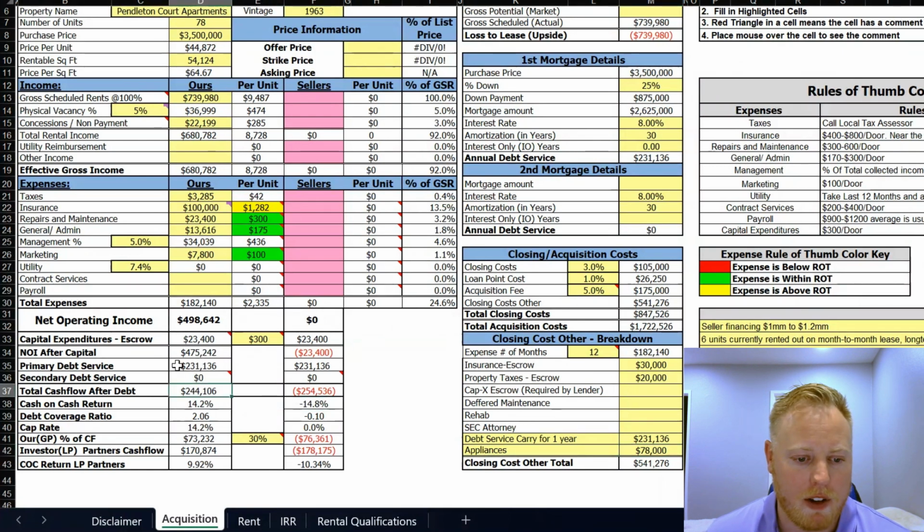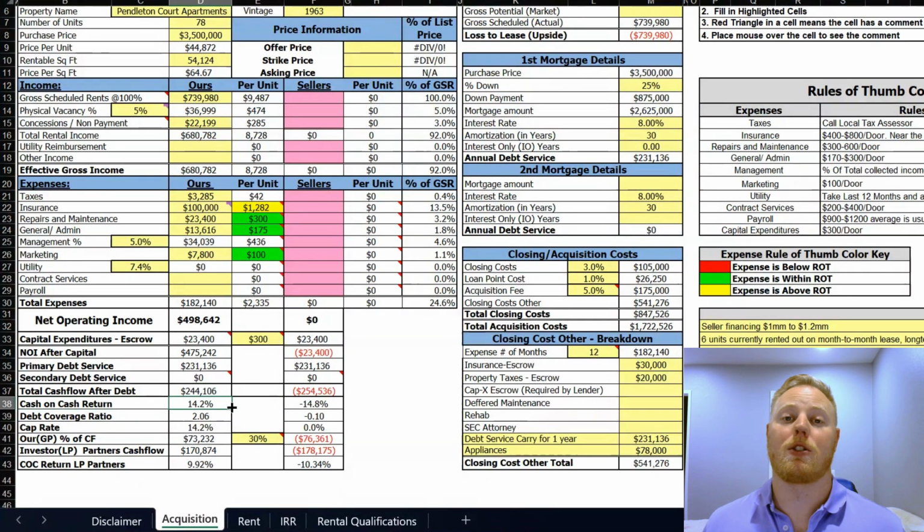Okay, so now going back here to debt service, we calculate the $231,000. Boom. The free cash flow, or the total cash flow after debt, is $244,000. That gives us that. These are the returns that we need. So cash on cash return.